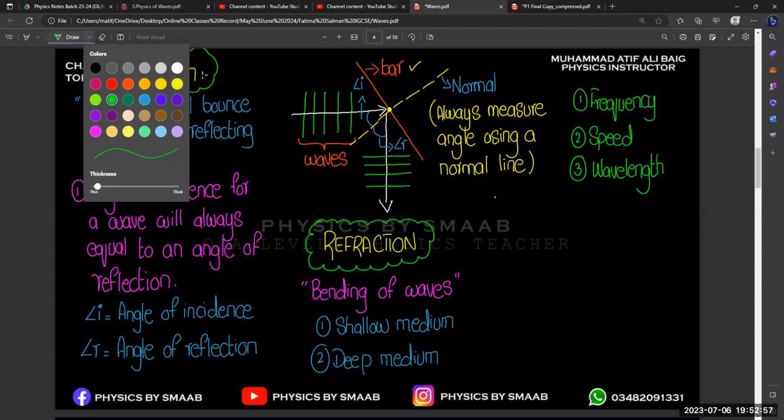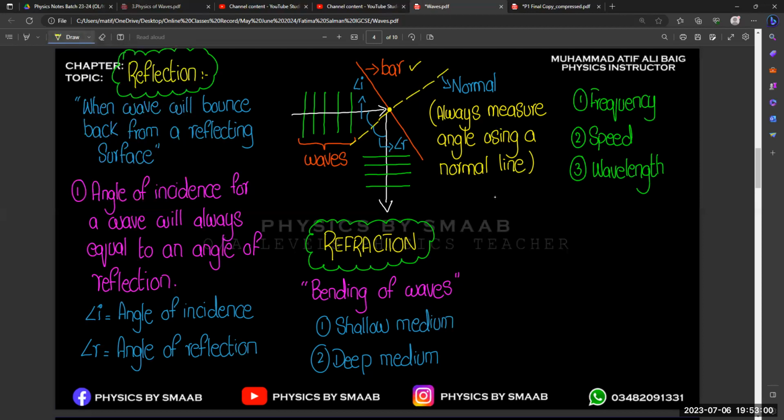So first of all, let's talk about the shallow medium. Basically, a shallow medium is less deep, with less depth than the deep medium. So the wavelength will be shorter in the shallow medium. If we talk about speed, the speed will also be slower in shallow water. And the frequency remains the same.